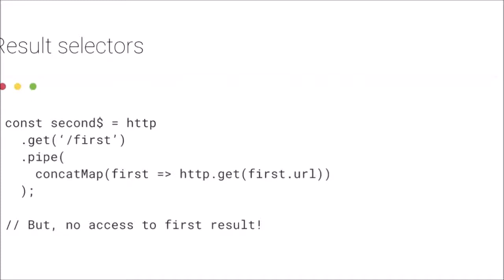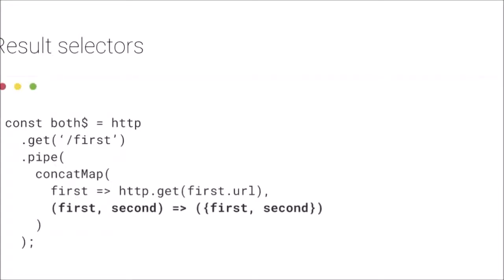It turns out that all of these operators accept what's called a selector function, which can customize the output using both the inner value and the outer value. So for example, here we're using concat map to do the same thing. But we're now passing it this function that takes first and second and returns an object that composes them both.